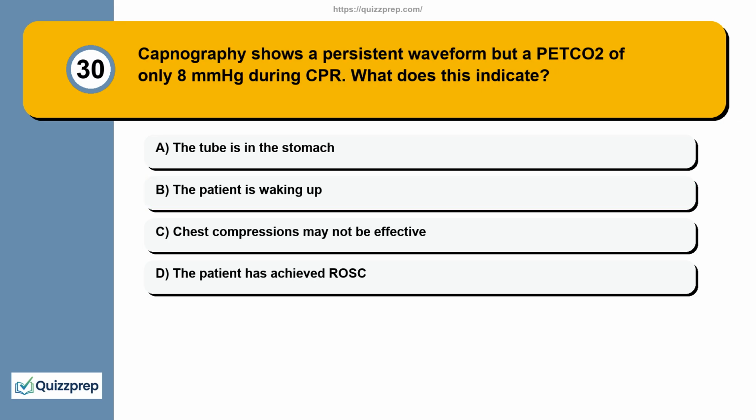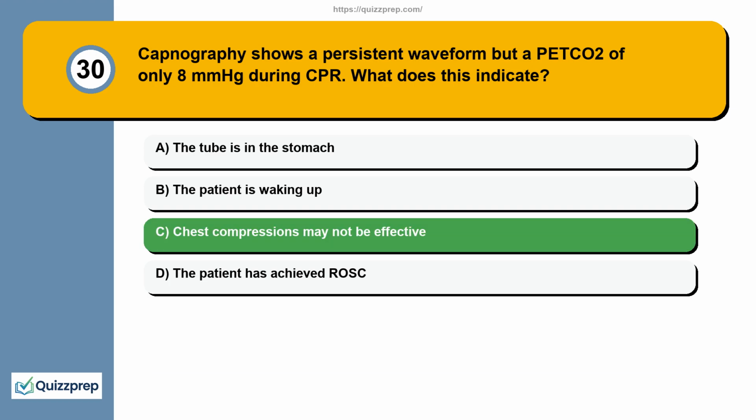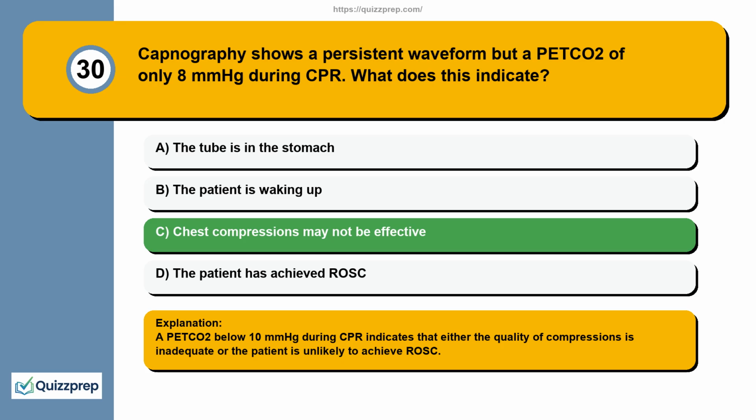Question 30. Capnography shows a persistent waveform but a PETCO2 of only 8 mmHg during CPR. What does this indicate? The tube is in the stomach. The patient is waking up. Chest compressions may not be effective. The patient has achieved ROSC. A PETCO2 below 10 mmHg during CPR indicates that either the quality of compressions is inadequate or the patient is unlikely to achieve ROSC.